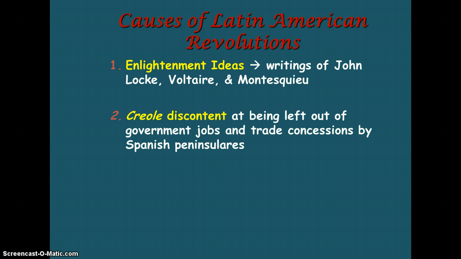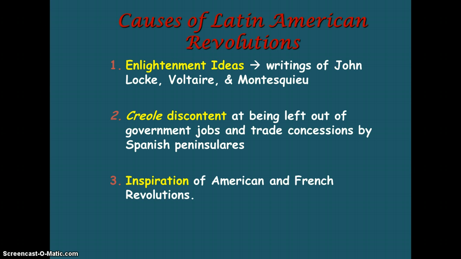There was Creole discontent. There was a social hierarchy in the colonies of the Americas, Latin America, and the Creoles were 100% Spanish, and there was one other group that was 100% Spanish, but the Creoles were being left out of government jobs, and pretty much the Peninsulares, who were also 100% Spanish, had control of everything. The Creoles had been born in America, whereas the Peninsulares had not. So the Creoles were very upset that they could not be a part of the government process.